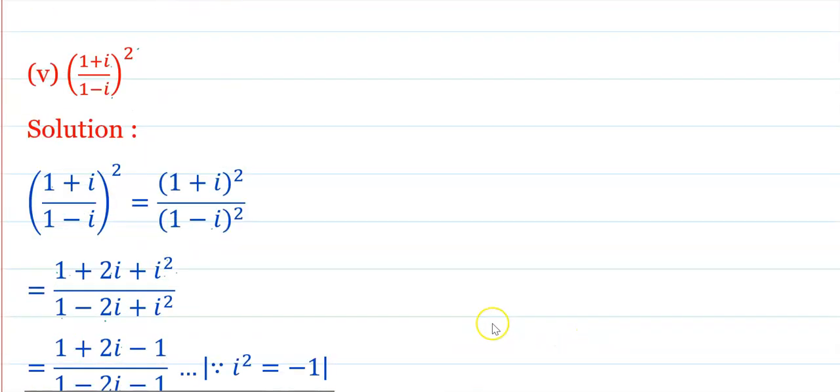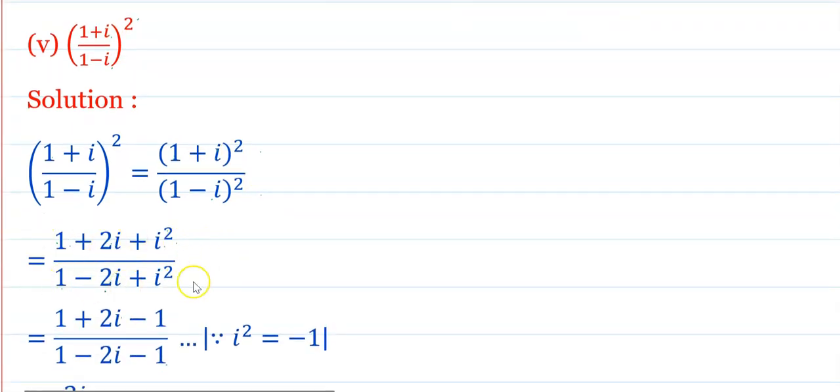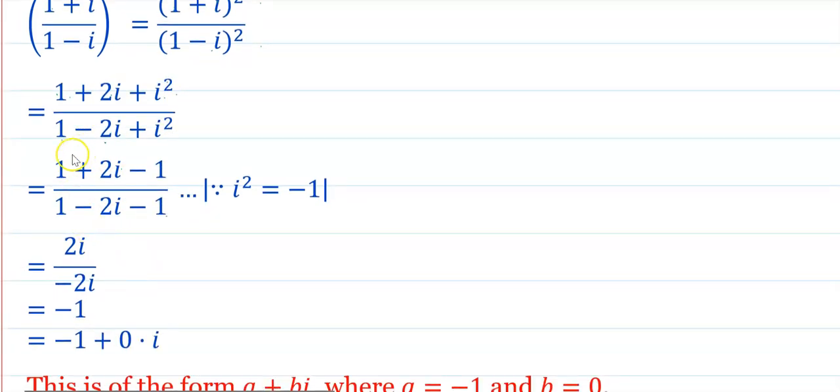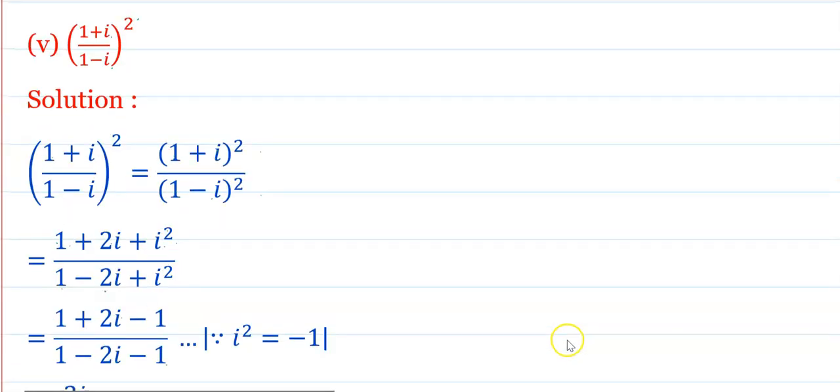Okay. Again, look: bracket square, numerator square upon denominator square, expand both numerator and denominator. Simplification. Substitute the value of i square. You are getting the minus 1. Plus 1 minus 1 get cancelled from the numerator and denominator. Both the numerator and denominator have the same quantity and hence it is overall minus 1. Only the real part is in this, imaginary part is 0. Okay.